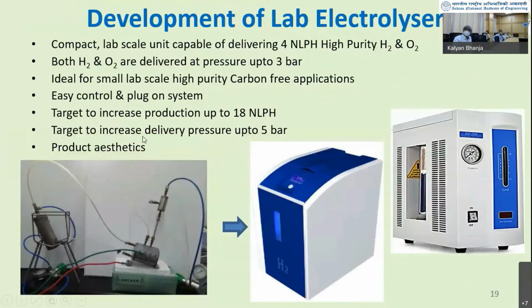And there is some smaller development for lab scale electrolyzer production. This is a plug-in kind of thing. We should switch on and we should get the hydrogen, and it should be of very high quality, I mean high purity, as well as at a reasonable pressure. Whatever we have achieved so far is around 4 NLPH hydrogen production at 3 bar pressure. Our target is to increase the cell size, but before that we want to increase the pressure, which is a normal requirement for any laboratory.